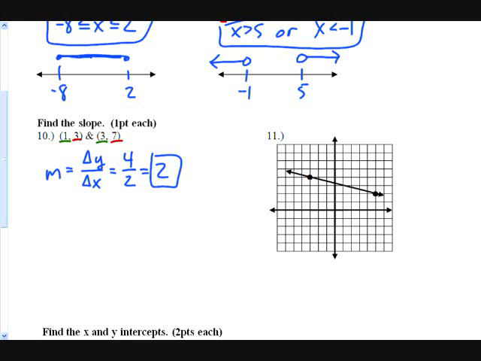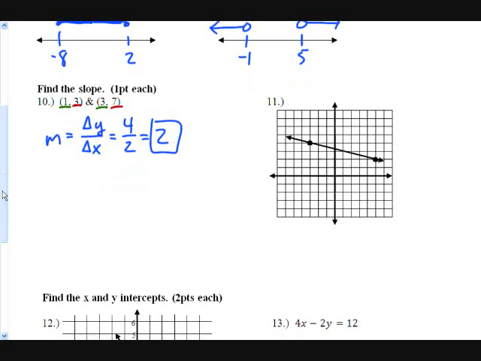On number 11, we just have to do our rise over run. So counting left to right, it looks like I have to go down and then over. And I just have to count these up. I go down 2. There's 2 units here. And I go over 1, 2, 3, 4, 5, 6, 7, 8. So down 2 and over 8. Since I went down 2, it's a negative 2. And I went over 8, so that's a positive 8. So that's a negative 1/4 for my slope. And that's it.